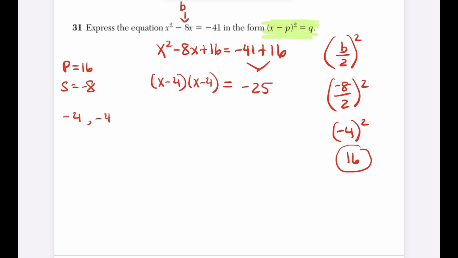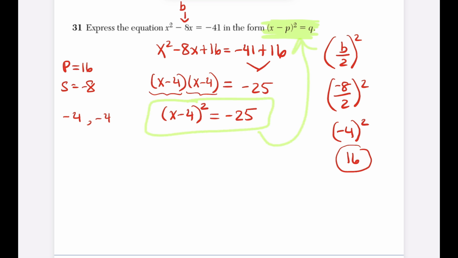So now it doesn't quite look like the highlighted green equation yet, but what I notice is that x minus 4 is being multiplied by itself. And when something is being multiplied by itself, that's the same thing as squaring it. So I can rewrite that as (x minus 4) squared equals negative 25. And now you notice that the equation we have looks just like the format that they asked us for in number 31.